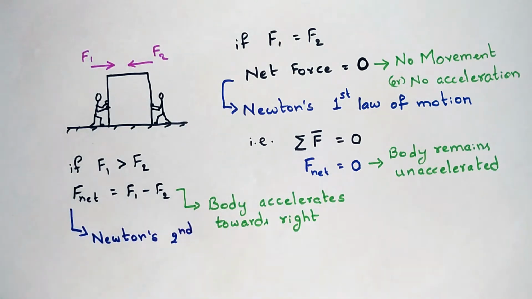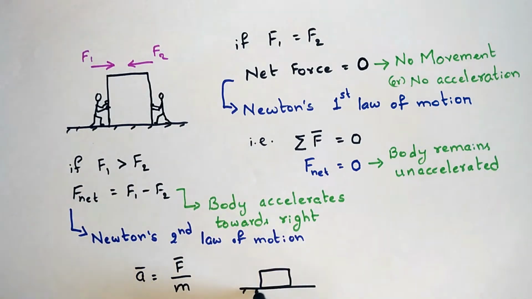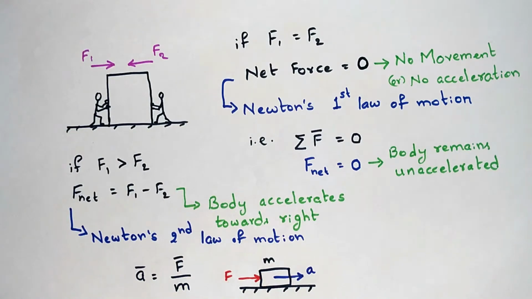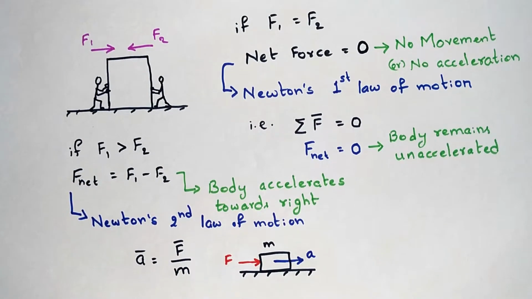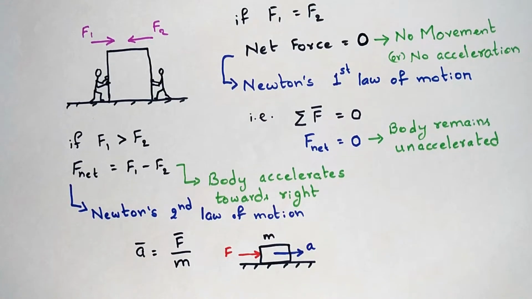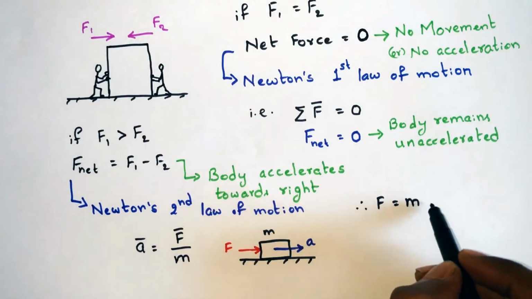And Newton's second law of motion states that this acceleration is equal to force by its mass. Thus, if F is the force acting on a body of mass m, then the acceleration of the body is equal to F by m, and the direction of the acceleration is equal to the direction of the net force. Therefore, force is equal to mass into acceleration.